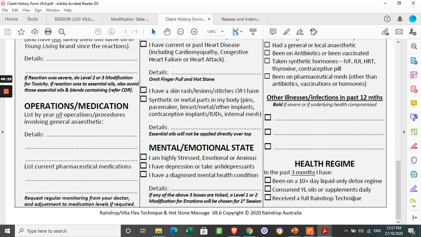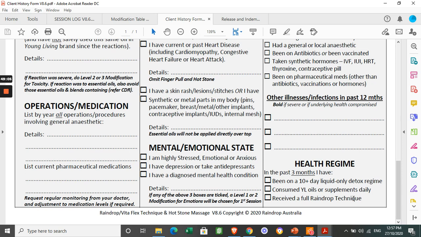So what does that mean? Been on a 10-day liquid-only detox regime. That's something like the Master Cleanse or a juice fast or a water fast. Consumed Young Living oils or supplements daily. In this situation, we want to know how many drops of oil they're taking or what supplements they are taking. And if they've received a full raindrop technique, and it has to be in the last 3 months, the reason that we say that is raindrop technique uses up to 140 drops of oil on a person. So there's a beautiful cleansing process that occurs with that particular technique from the VitaFlex components that make it up.